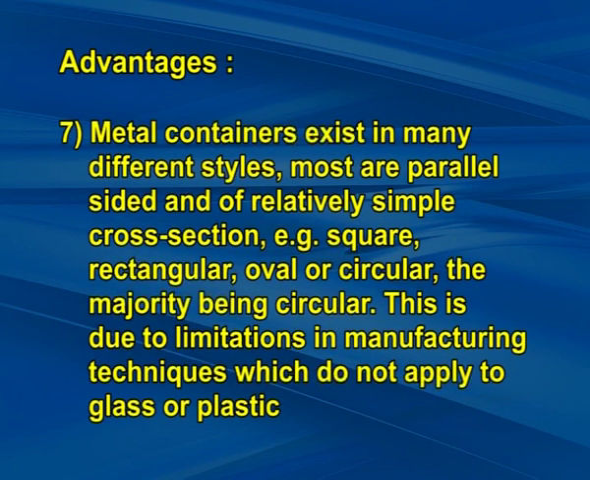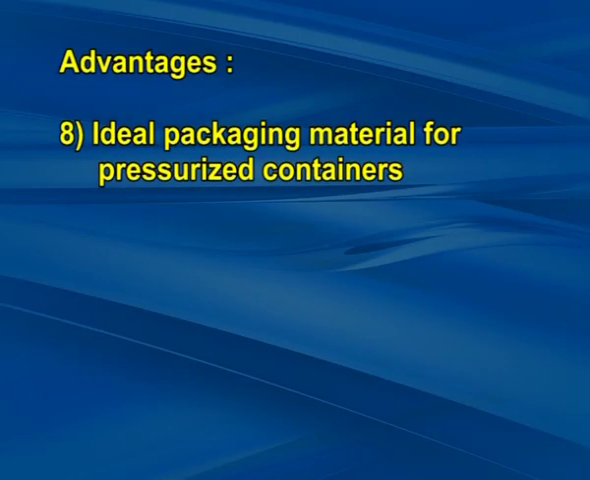Metal containers exist in many different styles. Most are parallel-sided and of relatively simple cross-section, that is square, rectangular, oval, or circular, the majority being circular. This is due to limitations in manufacturing techniques which do not apply to glass or plastics. However, the technique of building up metal containers from sheet by means of seaming confers one advantage over glass and plastic in that right angles can be easily achieved. It is an ideal packaging material for pressurized containers.